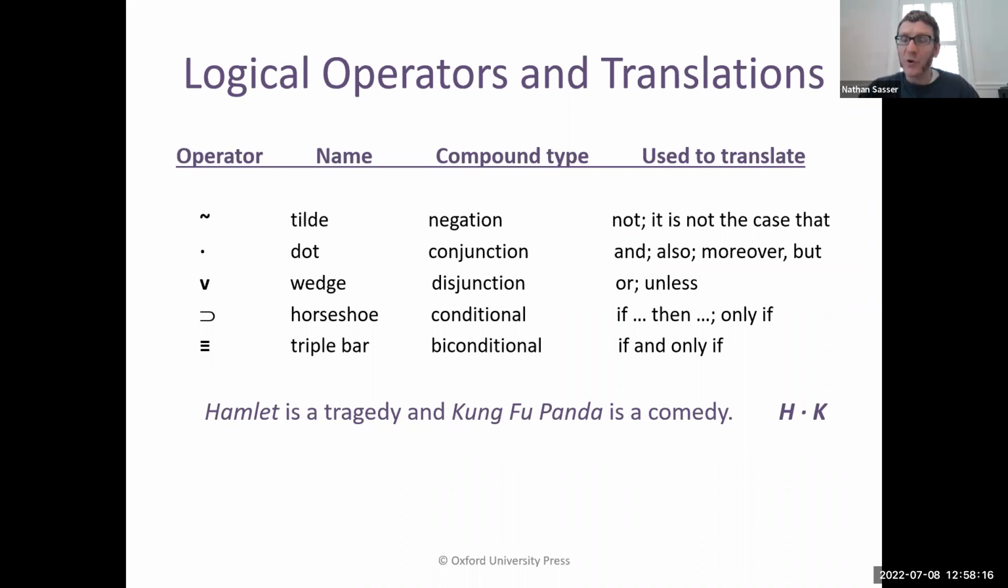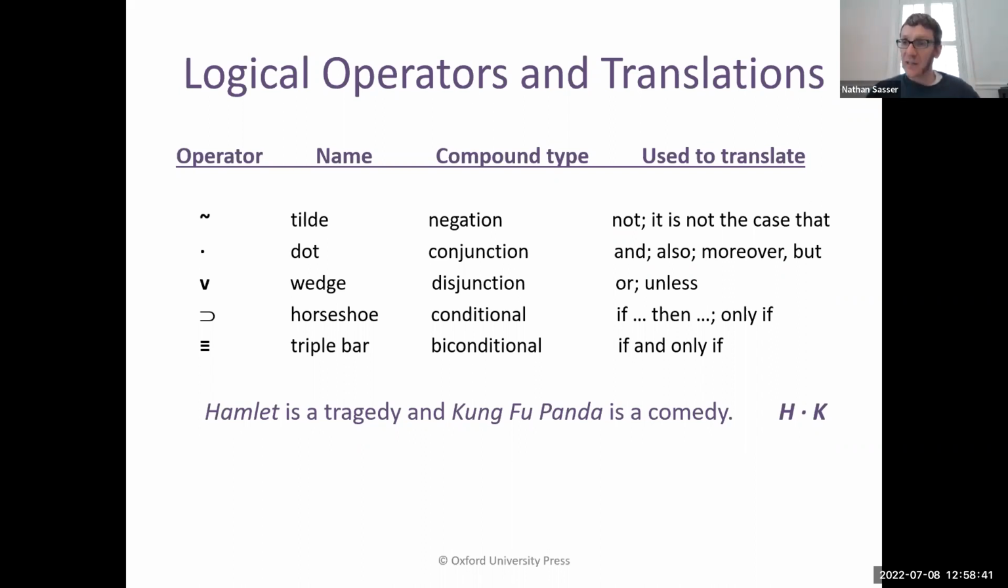Now, one thing to note about the horseshoe is it always points in that one direction. You can't point it back the other direction. Fifth is this triple bar, and the triple bar represents a biconditional relationship. It translates the expression if and only if. Again, I'll say more about that in a bit. So let me give you an example.